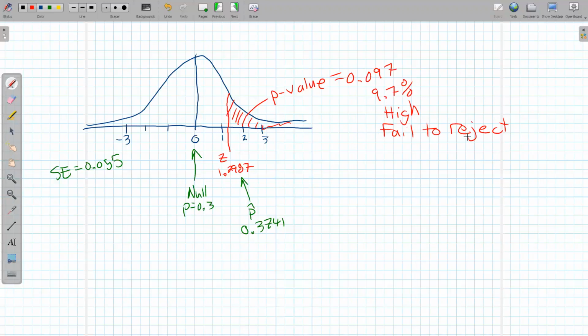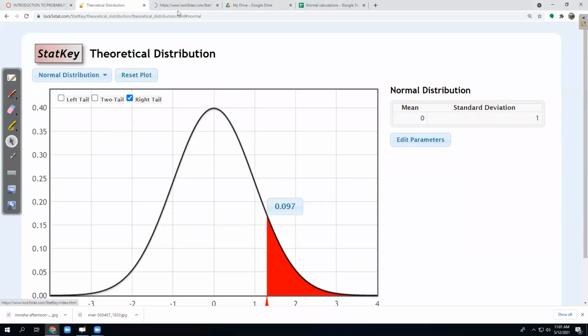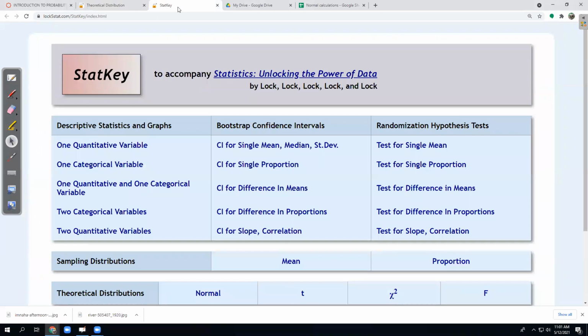Now, I just want to compare. This was all theoretical, based on the z-score and somebody giving me the standard error. The way we were doing this last week was to run a randomization test. I'm just going to compare the results. They're going to be similar but different. So if I go over to StatKey, and let's see, what are we doing here? Are we doing a hypothesis test or a confidence interval? We're doing a hypothesis test.